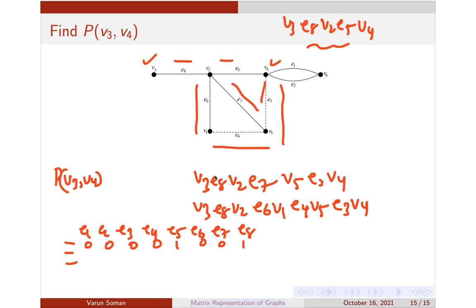In the second path you have E8, E7, and again E3. So E3 is there, E7 is there, E8 is there, nothing else is there, so you just put 0. And now in the third path you have E8, E6, E3, E4. So E3 is there, E4 is there, E6 is there, E8 is there, nothing else is there. So that is the corresponding path matrix.